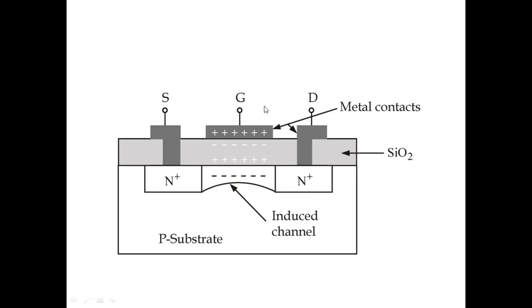Once we remove this voltage VGS, then this channel does not exist. That's why it is called a virtual channel. At a particular value of VGS, if we increase the positive voltage between gate and source, a minuscule current flows through the drain to source. That means conventional current flows from drain to source, but the electrons move from source to drain.